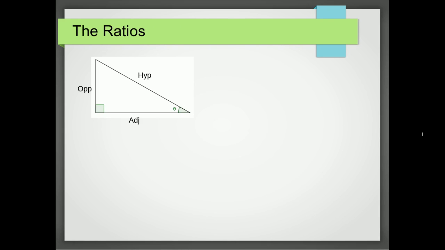When we are doing trigonometry problems, there are three different ratios that we will deal with. These ratios we get by dividing one side by another. When we divide the length of the opposite side by the length of the hypotenuse, that gives us the sine ratio. When we divide the adjacent by the hypotenuse, that gives us the cos ratio. And when we divide the opposite by the adjacent, we get the tan ratio.